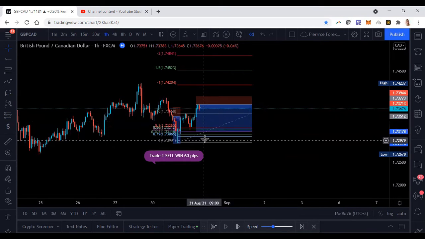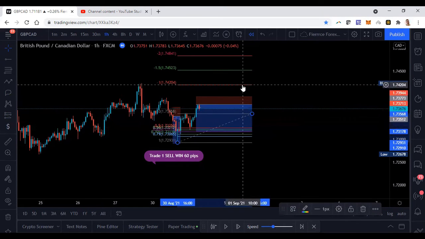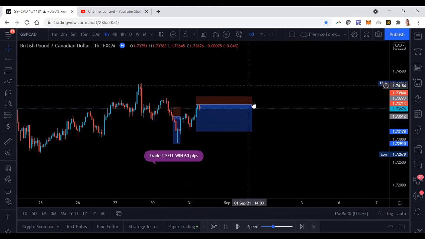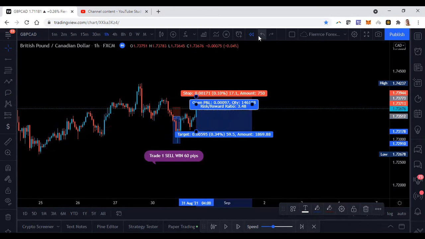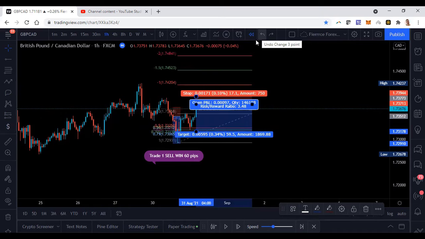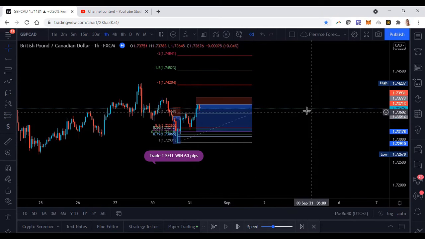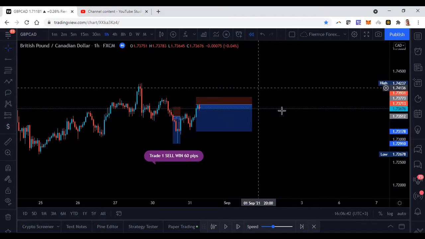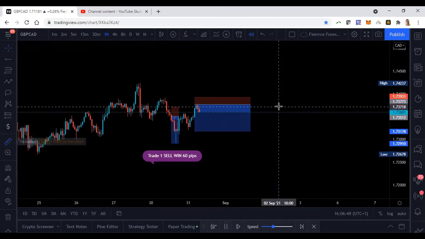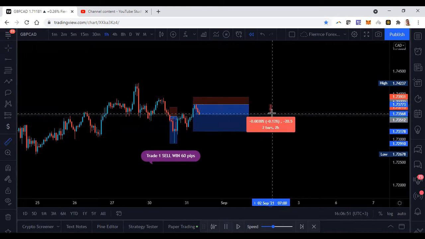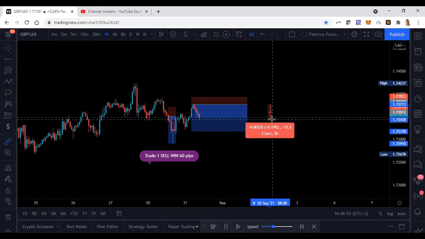Take another, let's say, 59 pips. Let's see if we can get that. Sorry, let me see where my stop loss will be, or a previous high, just about there. 15 pips. We are up 60 pips, so let's see. We're already in profit because that's about 33 pips.